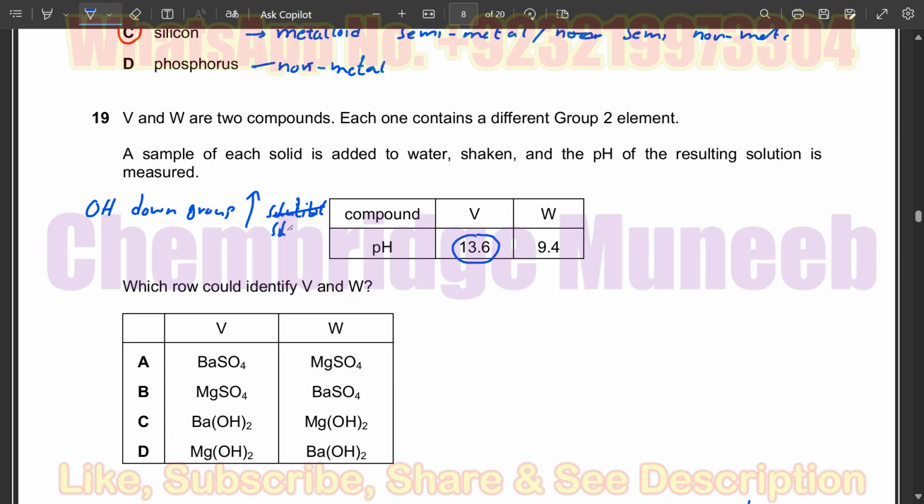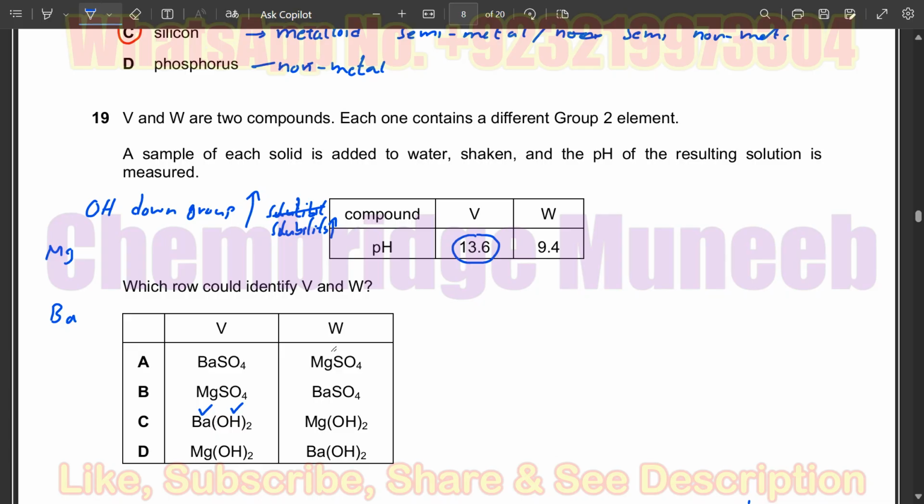Solubility increases, which means it must be hydroxide and sulfate, and sulfates do not give us the alkaline condition. So from C and D, it must be barium, since going down the group, magnesium is above and barium is at the bottom. So barium is right from here, and it cannot be sulfate. It must be hydroxide. So hydroxide is here.